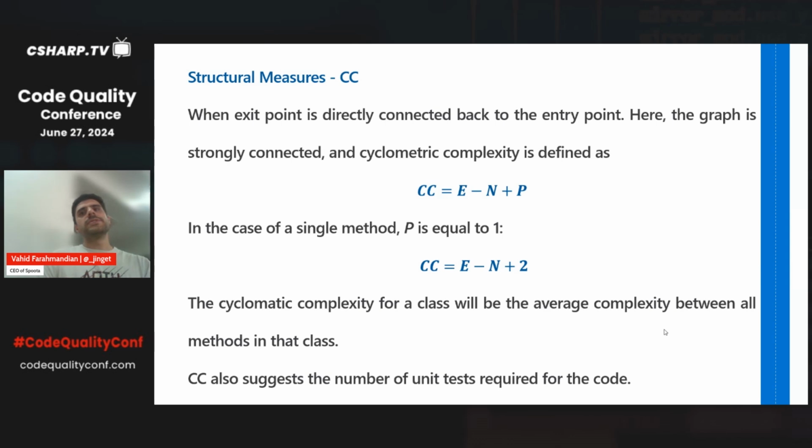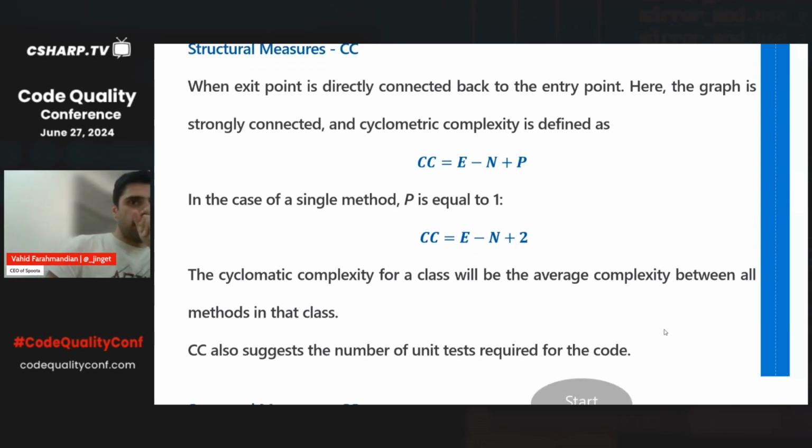One of the obvious use cases for the cyclomatic complexity is that it denotes the number of unit tests required for the code. It's very informative to developers when they need to find out how many tests they should write for their code and how they should design their unit tests in order to cover the whole code or the whole business. Cyclomatic complexity can help them in that position too.